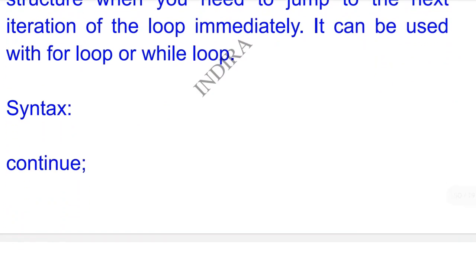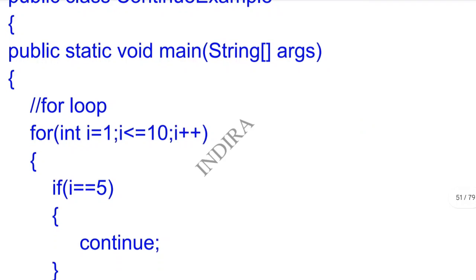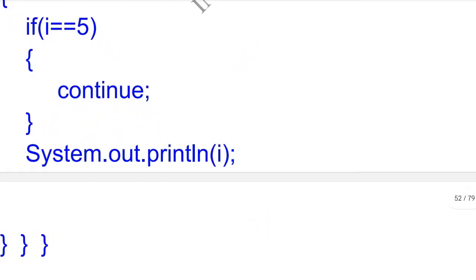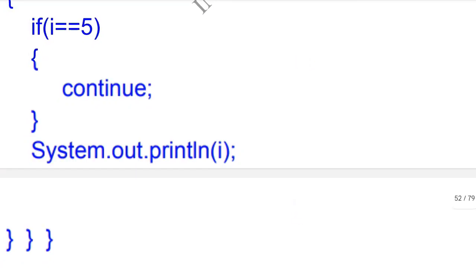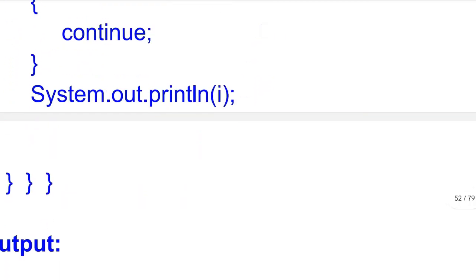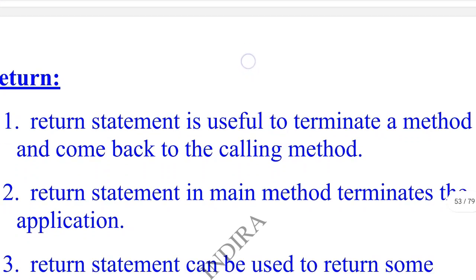The syntax is also the same as if statements only, but continue is applied in place of if. So this is the example. We can see this part of the example. By this example we can assume the syntax, and this is the output for that. And the last one, the return statement.